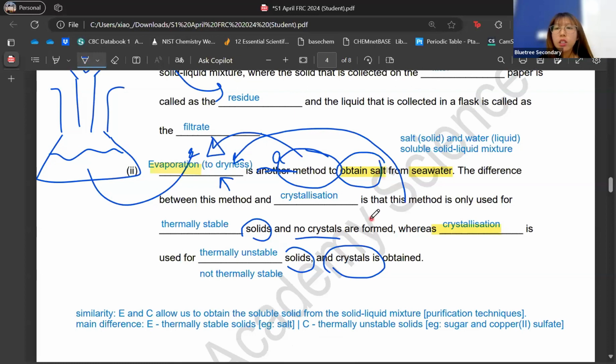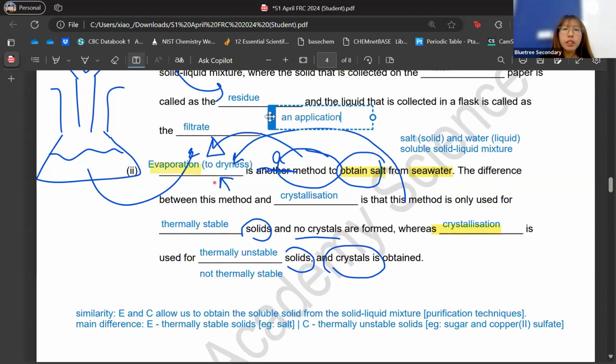Some students will be confused about the difference between desalination and evaporation. Evaporation is the technique that we perform in the laboratory to obtain the soluble solid from the solid-liquid mixture. But desalination is the application where we apply this technique to the real world to obtain salt from seawater. To help you understand further, if they change the wording, this blank is an application.